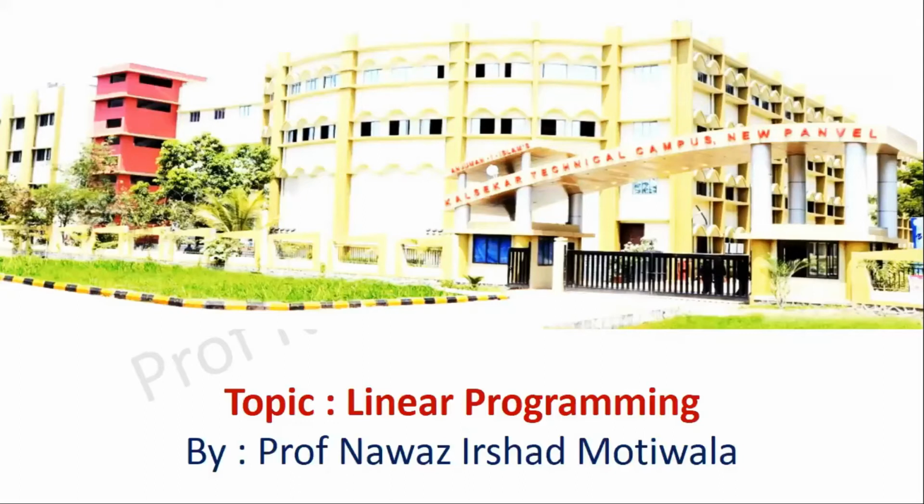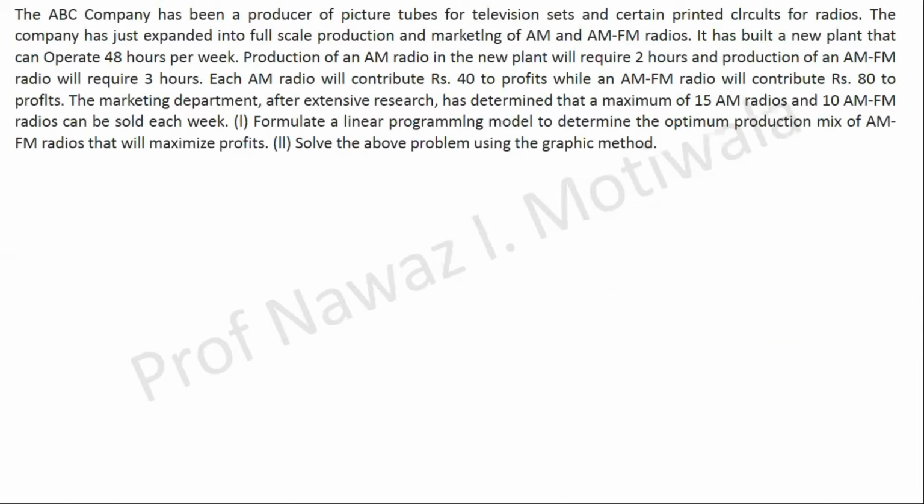So we start today's lecture with another problem which says the ABC company has been a producer of picture tubes for television sets and certain printed circuits for radios. The company has just expanded into full-scale production and marketing of AM and AM/FM radios. It has built a new plant that can operate only 48 hours per week. So this might become our constraint.